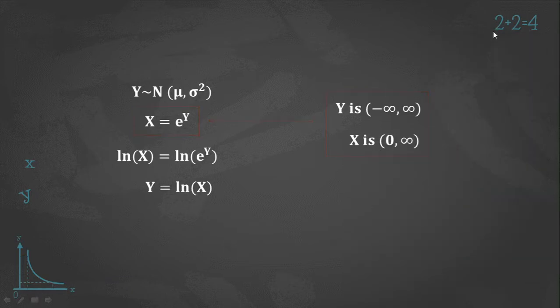So, we can say that x has a log-normal distribution with parameters mu and sigma squared. Dito dapat maging careful tayo. Ang parameters na ito ay hindi parameters ng x. Ito ay parameters ng variable y. These parameters are the expectation and variance of the variable y.